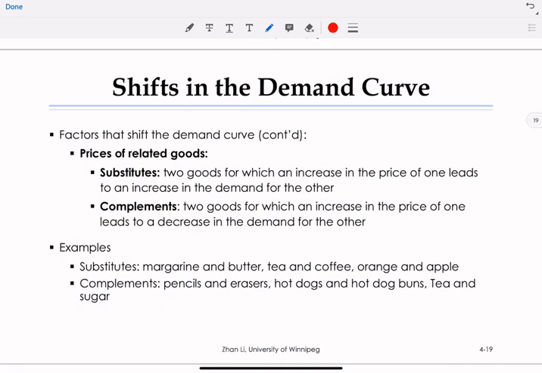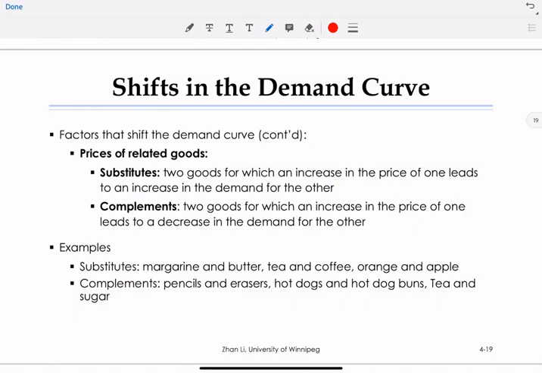And the third example is tea and sugar. Again, depending on culture, right? If you're from the UK, potentially you would drink tea with sugar. But if you're from most parts of China, then you would not drink tea with sugar, right? So, of course, these examples, sometimes they depend on exact situations, right, or cultures.